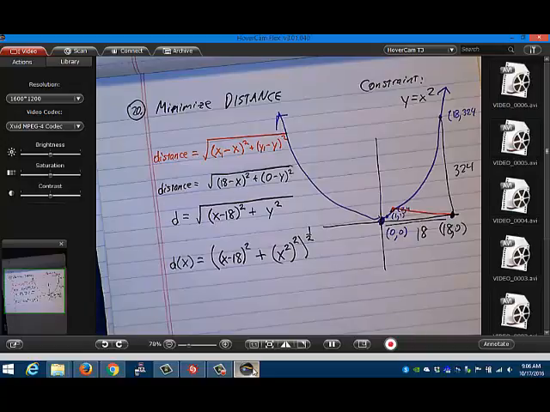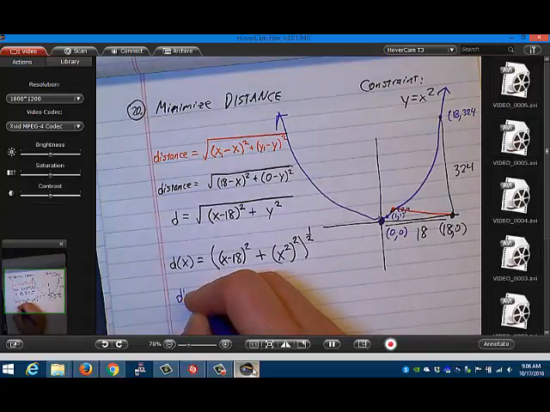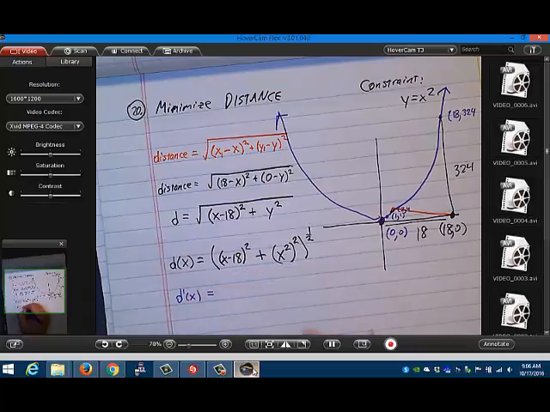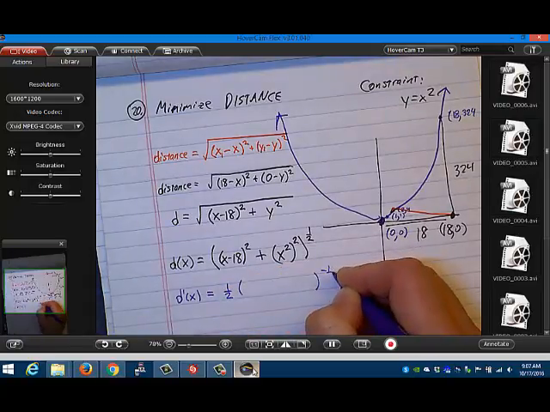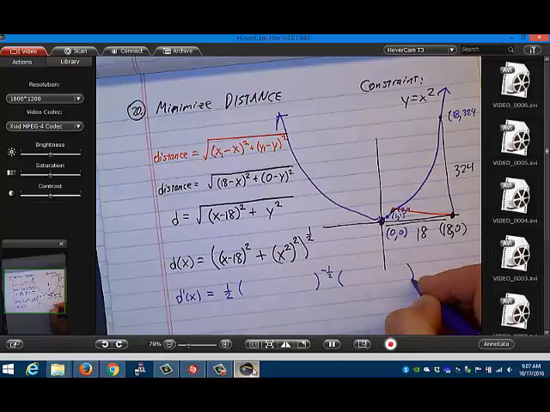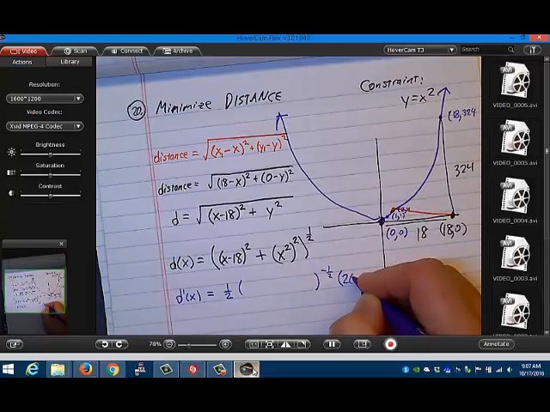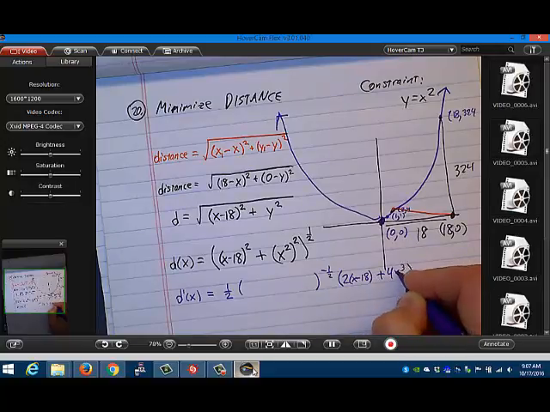Okay. Next, d prime of x equals... Oh. Can you guys find the derivative of this thing? Bing. Bing. Bong. Yuck.